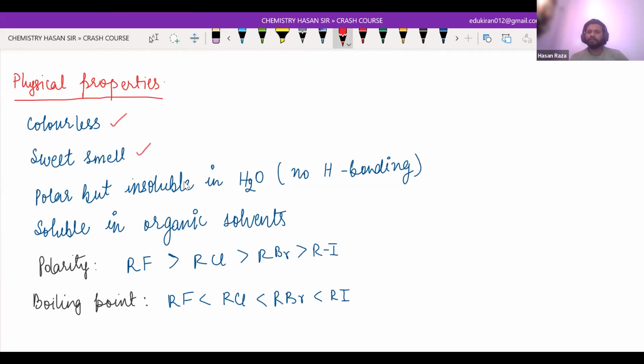Now see the physical properties. They are colorless, sweet smell, polar. They are polar but insoluble in water. I will be discussing this after a while. Soluble in organic solvent. Polarity: RF, RCl, RBr, RI.